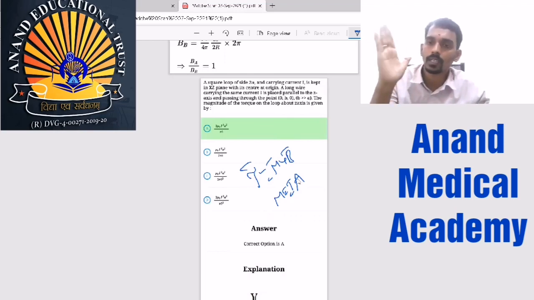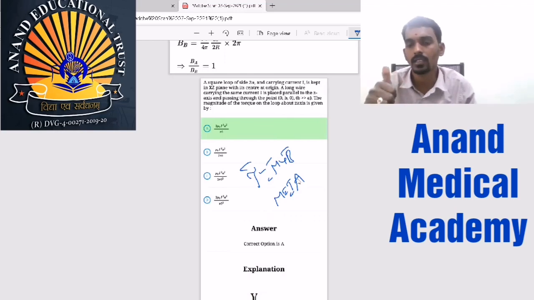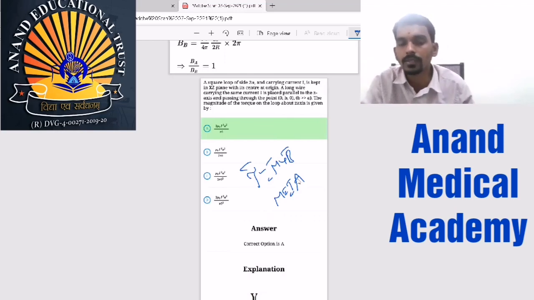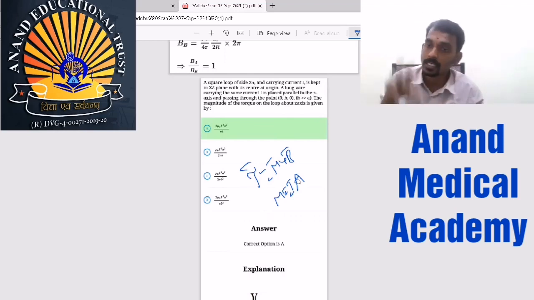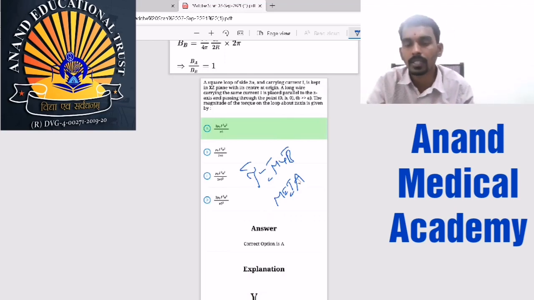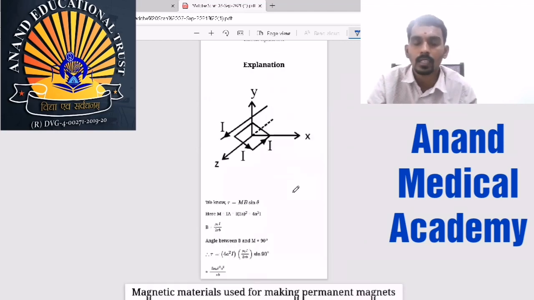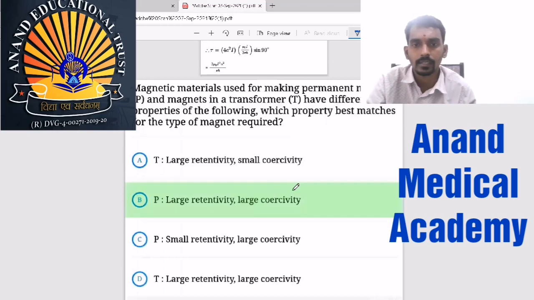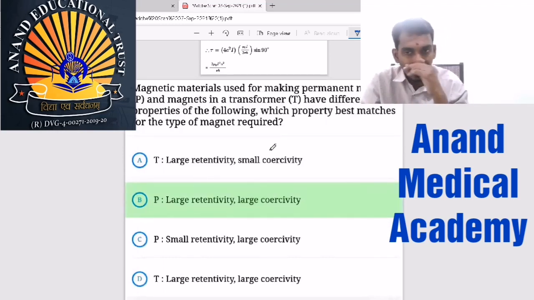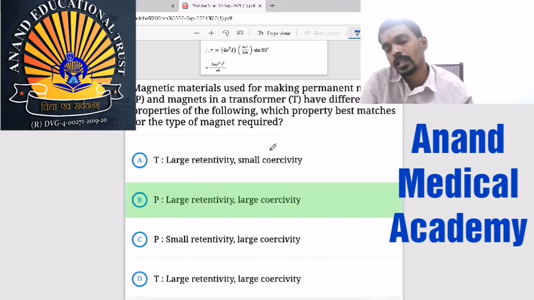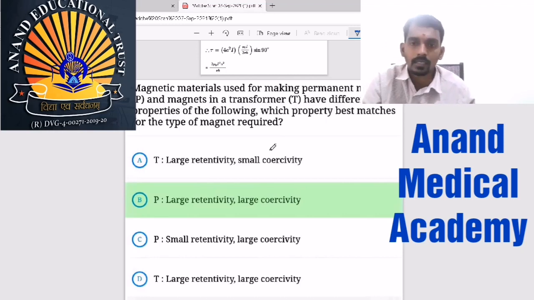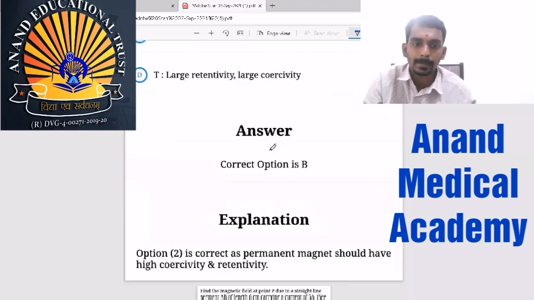Magnetic moment direction means you have to curl the fingers in the direction of current, then the thumb will give you the direction of M bar. And when that is placed in the presence of an external magnetic field, it experiences magnetic torque, MB sin theta. So what is M, what is B, you have to calculate. This is a theory-based question, as I said, based on magnetic materials.